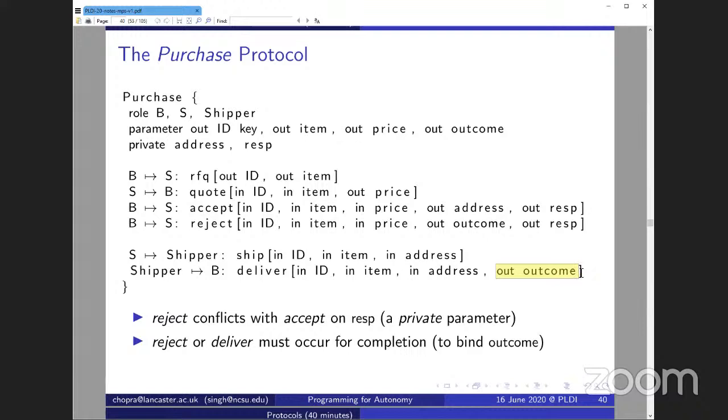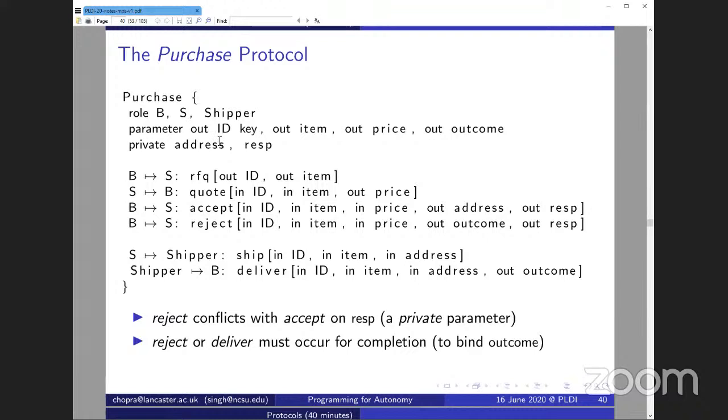The other way the transaction can end is if the reject happens. So the buyer could just reject the offer outright and the protocol is over. So these two, the outcome here and the outcome here, they both end up in the top line of the protocol. The field address we decide we don't care about outside the realm of this execution. So we list it as private.